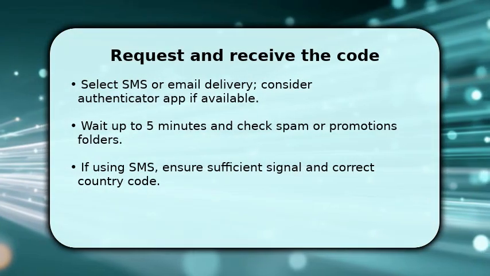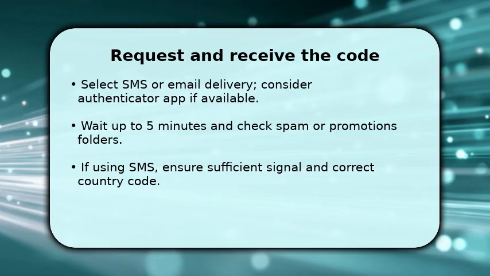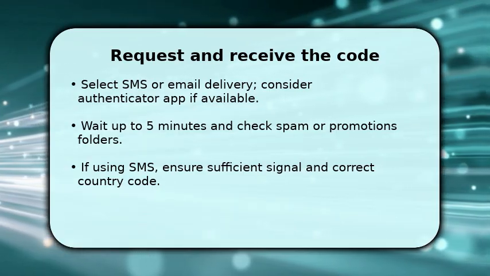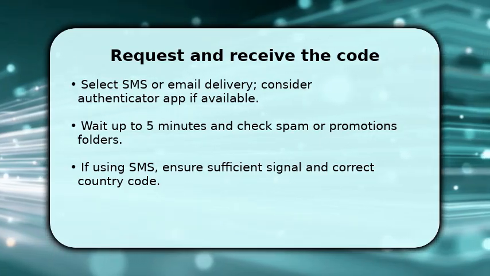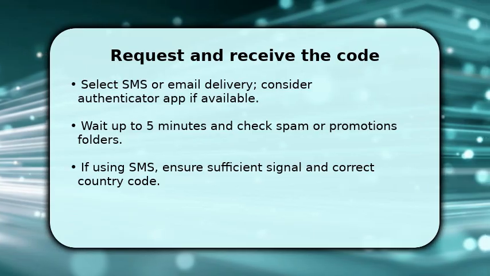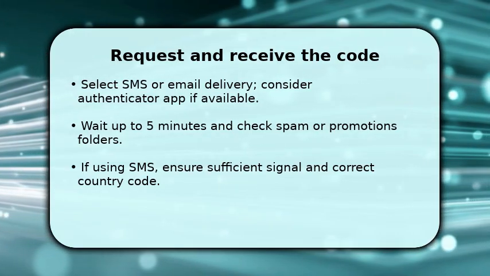Now request the code and watch for delivery. You'll receive a short numeric string by SMS, email, or authenticator prompt. Check your inbox, spam, and promotions folders for email, and confirm your phone has signal and the right country code for texts. If using an authenticator app, open it and copy the one-time value.